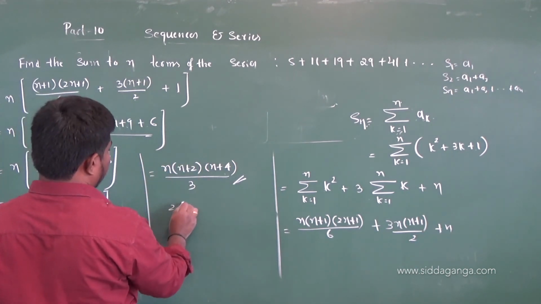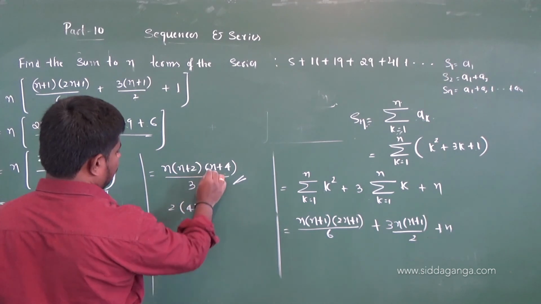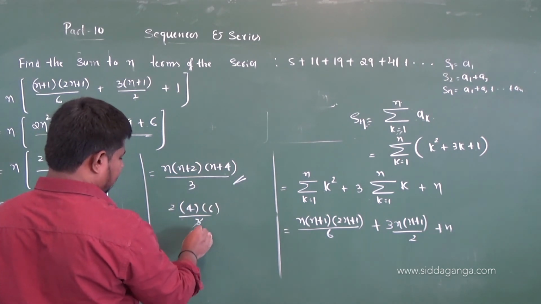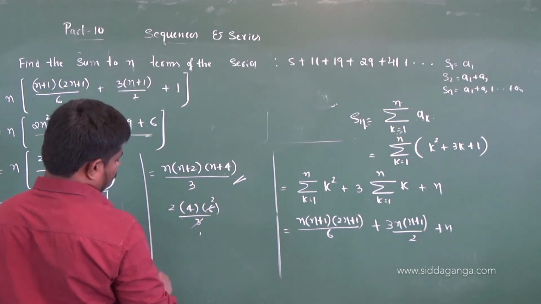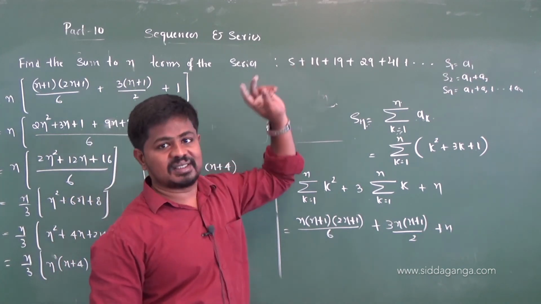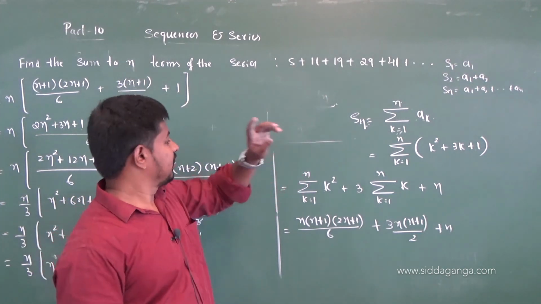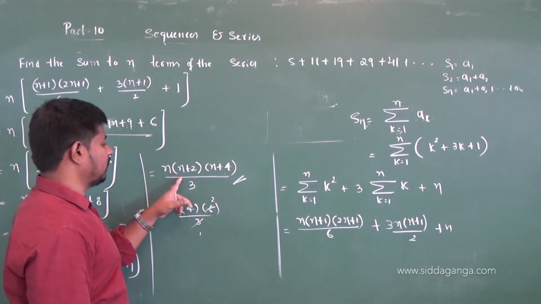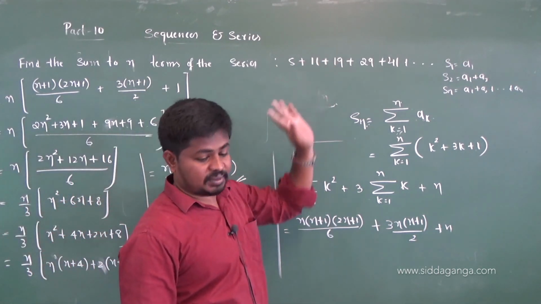When n is 2, you get 2 plus 2, 4, 2 plus 6, you get 8. So, 2 fours are 8, 8 twos are 16. So, 5 plus 11, 16. Sum of 2 terms is 16. In the same way, when n is equal to 3, you substitute n equal to 3, you get the sum of the first 3 terms, and so on.